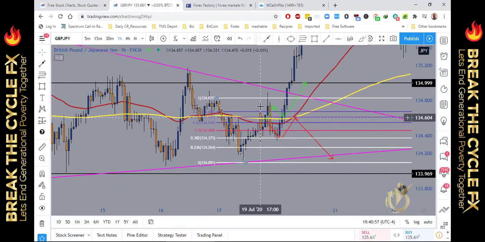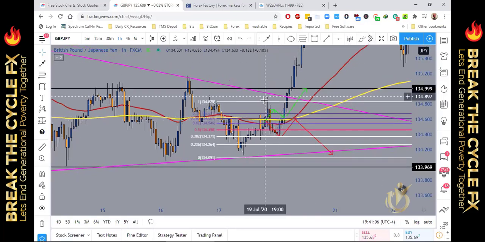What did we get? We got a nice push up, came back down, right? And then finally bought up. So basically, this move right here, here's your entry right here at the 50. I didn't take the trade, but this would have been an entry.